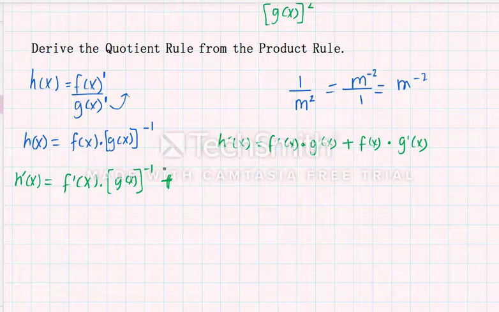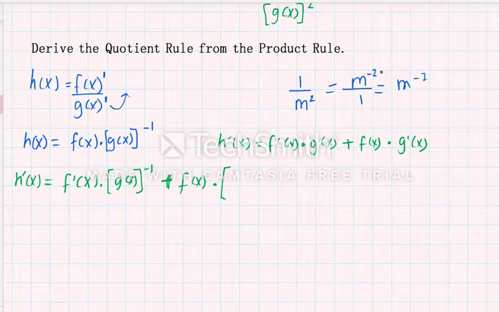Plus the first function the way it is, f of x, times the derivative of g of x, the derivative of the second function. Now the second function here is a composite function, and don't forget that when we have composite functions like that, we use a chain rule.